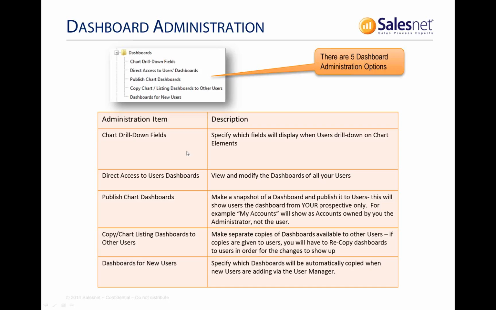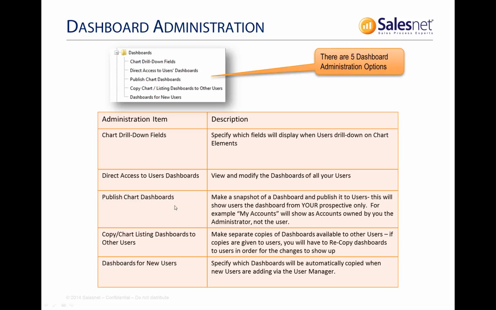So we have a little slide that goes over what each one of those menu items is. So chart drill down fields, pretty self-explanatory. That controls the fields that you see when you drill in, pop up a report from a chart element. Direct access to users gives you the ability to view the dashboards that other users have, and when it runs it like it's that user. So this is very handy in the case of troubleshooting dashboards. Somebody says the dashboard's not showing me what I thought it should, and you can go in and look at it as that user and see if there's a problem.